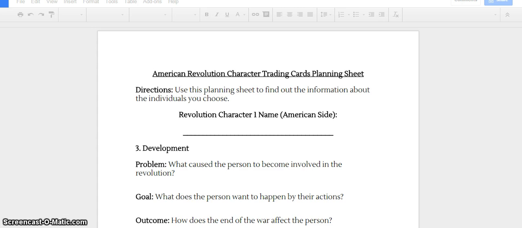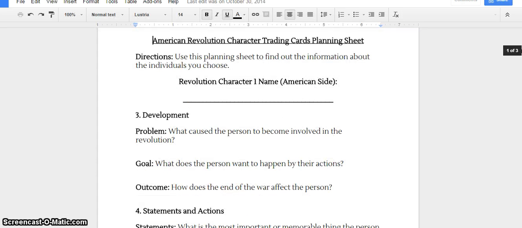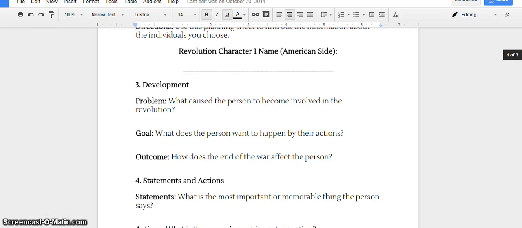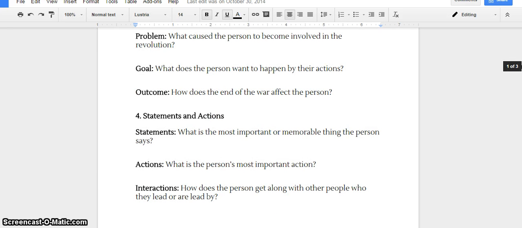On day 2, you're telling me about why they were involved in the revolution, what goal the person wants to happen by their actions. What that means is, what do they hope happens in the war? I'm actually going to change that answer right now. And a little bit about their outcome as well.